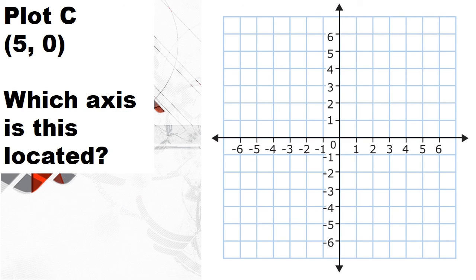Now let's plot these coordinates, 5, 0. Let's plot 5 first. So we start at the origin. Let's go over to 5: 3, 4, 5. And for y, our 0 means we're not going anywhere. So we plot that point there and label it. We have to figure out which axis this is located on. You know that the x-axis is going left to right, and it lies on the x-axis.